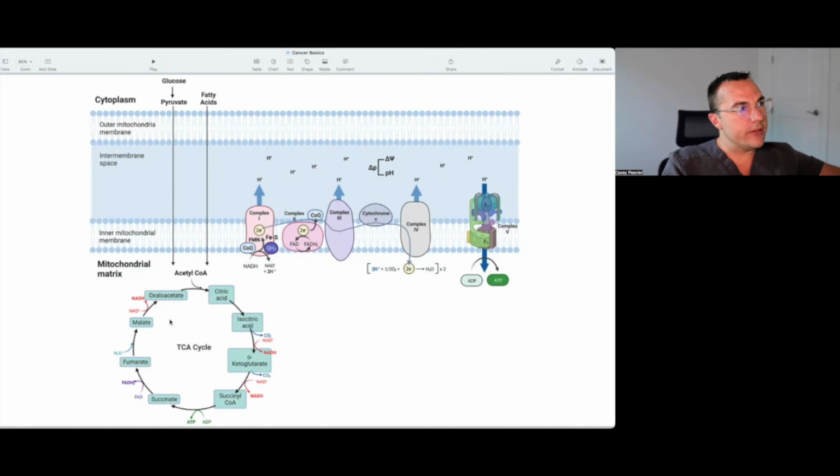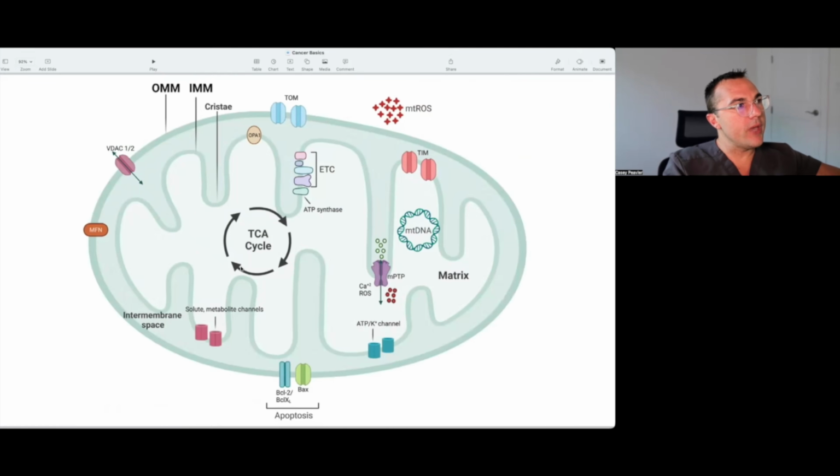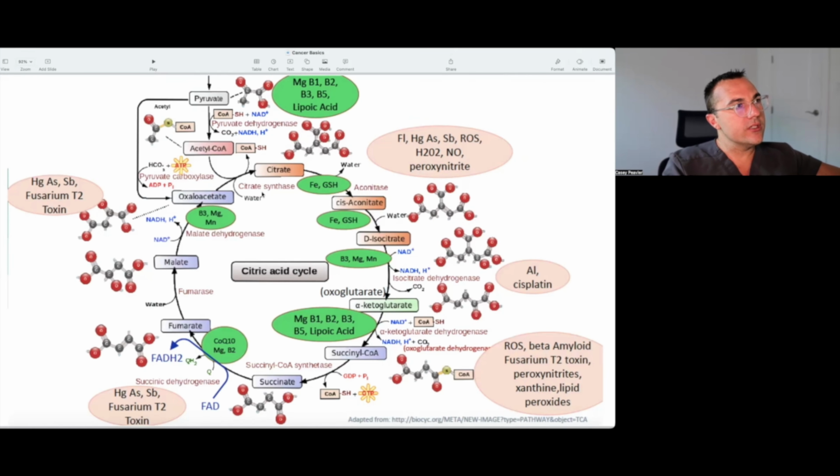So I'm going to zoom in specifically to the TCA cycle for this particular video. This is in the mitochondrial matrix right here, and this is another way of looking at the TCA cycle. Here's acetyl-CoA, here's citrate, here's succinate, here's isocitrate, alpha-ketoglutarate, et cetera, throughout this process. These are the substrates being converted to the next substrate via an enzyme. Here's an enzyme, aconitase or citrate synthase or isocitrate dehydrogenase, et cetera.